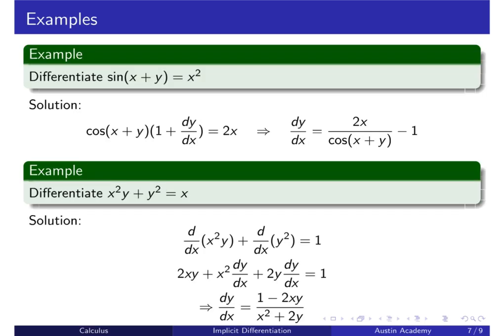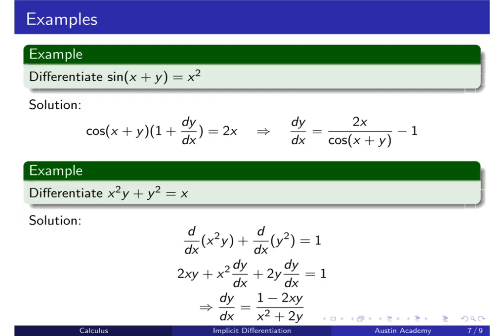Advanced example. Differentiate sine of x plus y equals x squared. Take the derivative. Cosine of x plus y times (1 plus dy/dx) equals 2x. Solve for dy/dx. dy/dx equals 2x over cosine of (x plus y), minus 1.